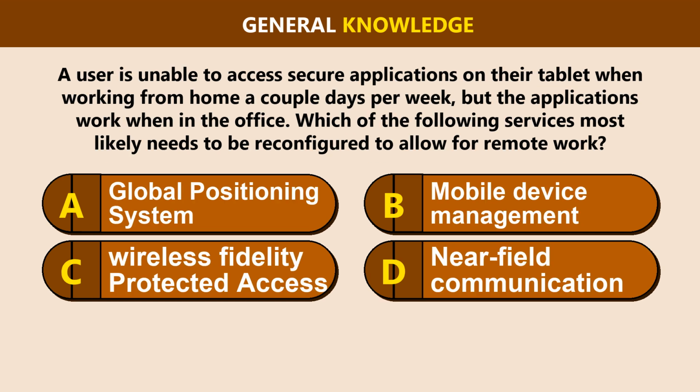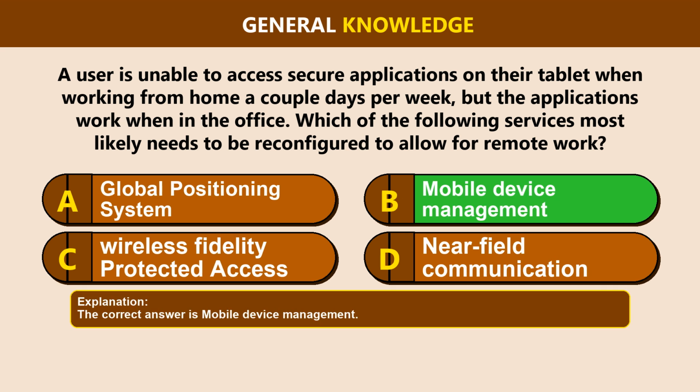Question 32. A user is unable to access secure applications on their tablet when working from home a couple days per week, but the applications work when in the office. Which of the following services most likely needs to be reconfigured to allow for remote work? Option A, Global Positioning System. Option B, Mobile Device Management. Option C, Wireless Fidelity Protected Access. Option D, Near-Field Communication. The correct answer is option B, mobile device management.